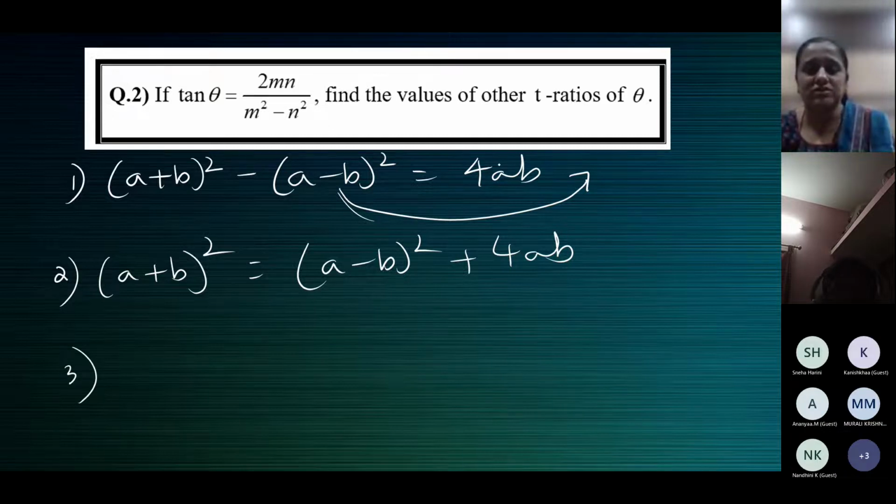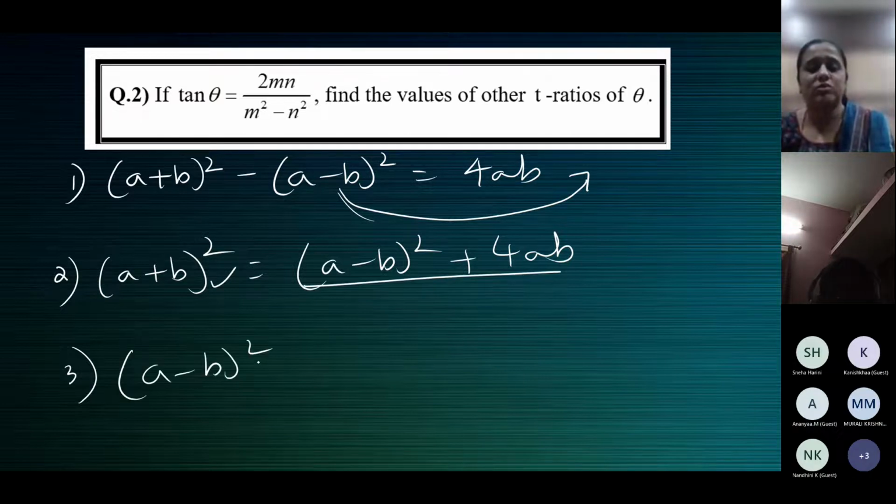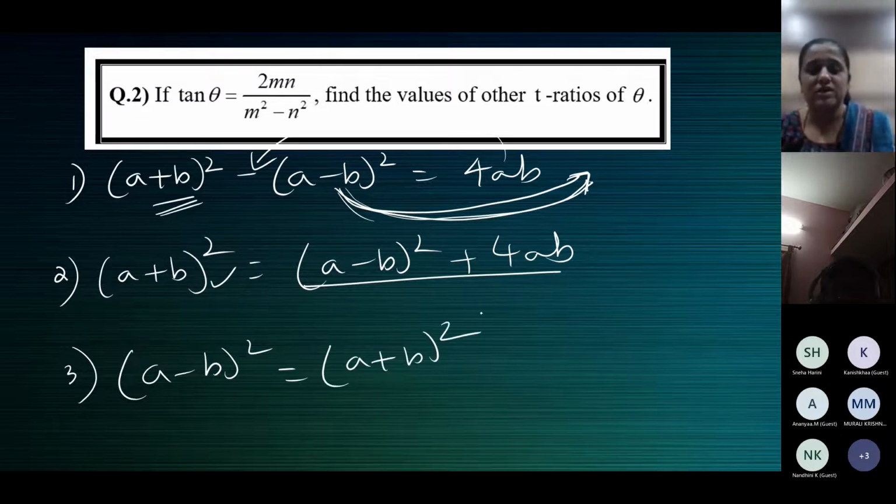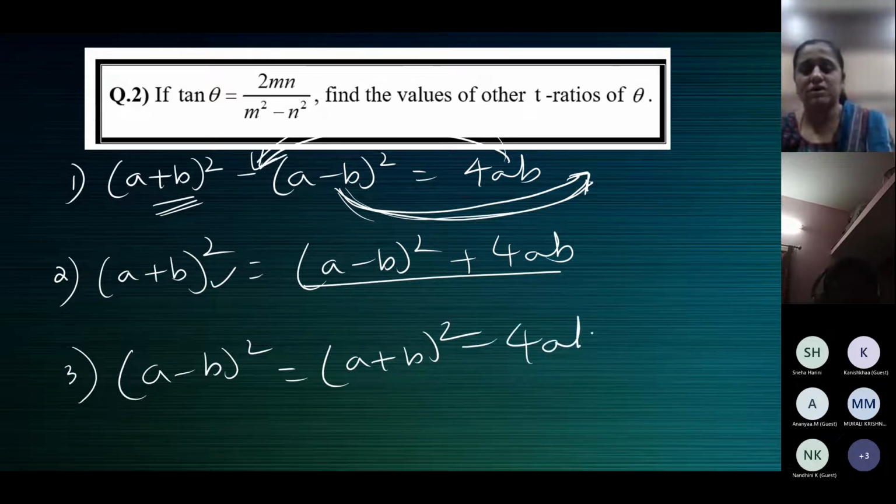Now we've written (a plus b) the whole square like this. What is (a minus b) the whole square? Since this is negative, we'll take this to the RHS. So what is (a minus b) the whole square? (a minus b) the whole square is equal to (a plus b) the whole square, and this one, when it travels to the other side, minus 4ab.